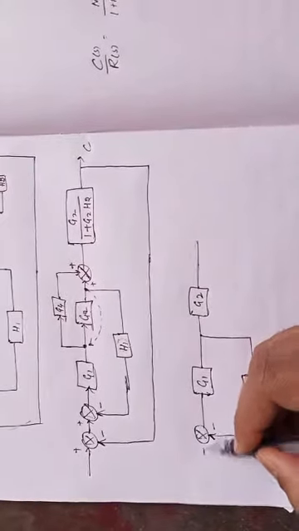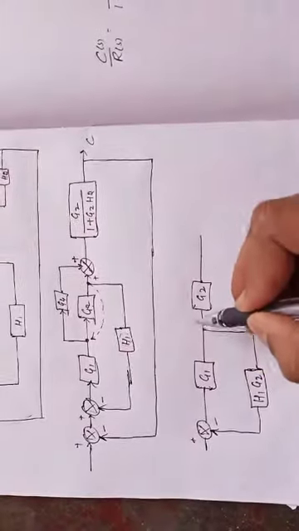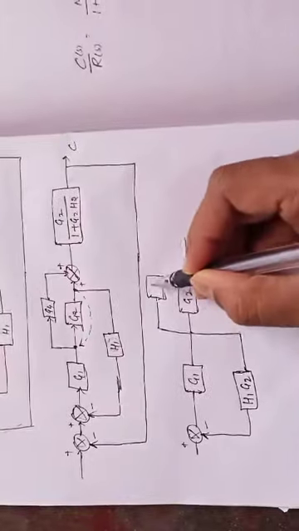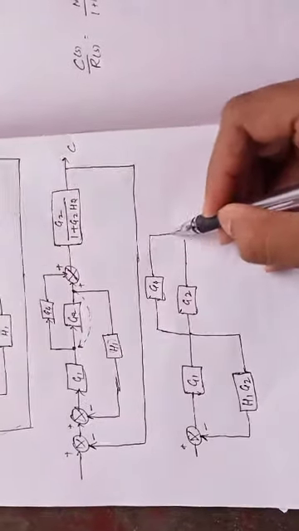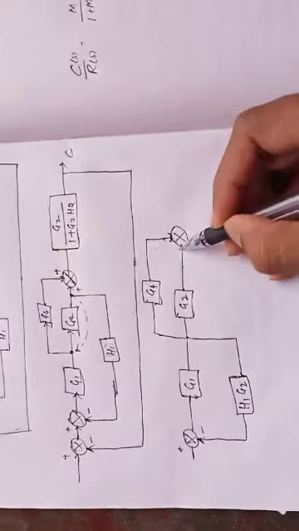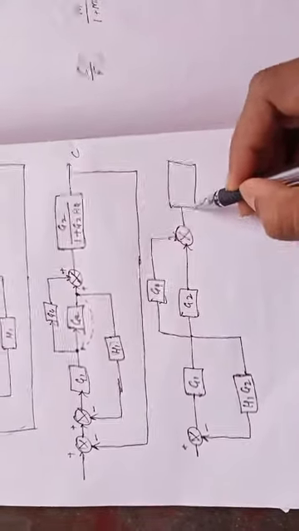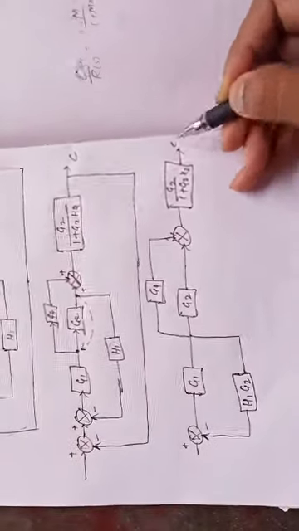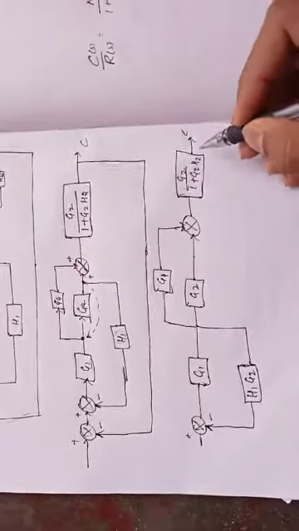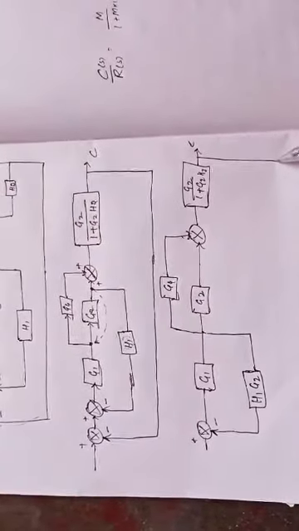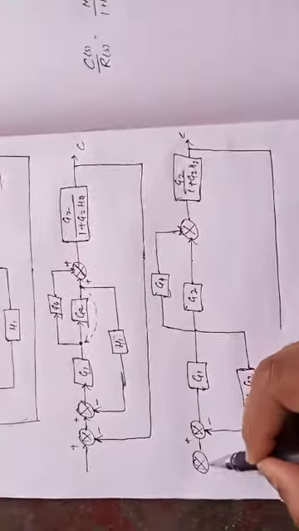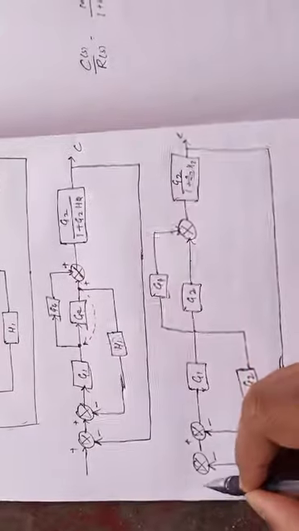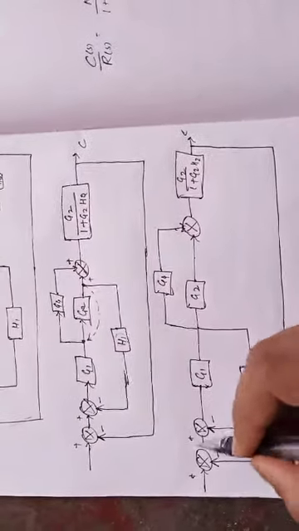This is minus, this is plus, and here this is G4, and this is the summing point, and here this is G2 divided by 1 plus G2 into H2. This is the C, and now the remaining is the unity feedback signal with negative feedback. This is negative, and the remaining as it is plus.